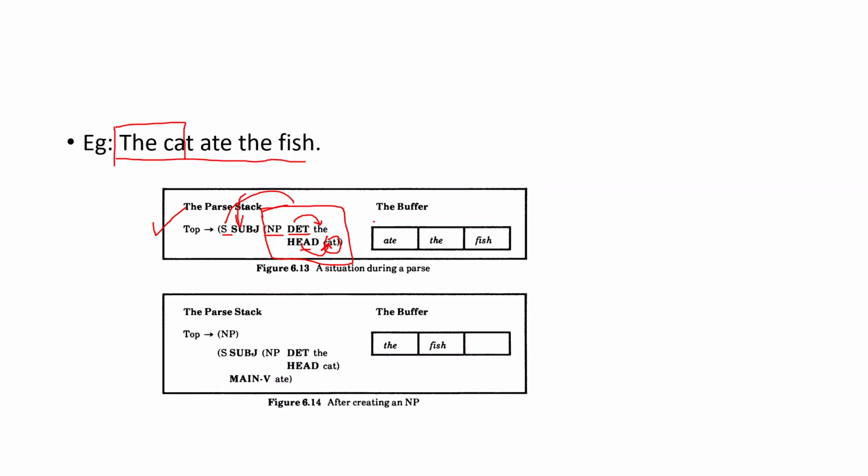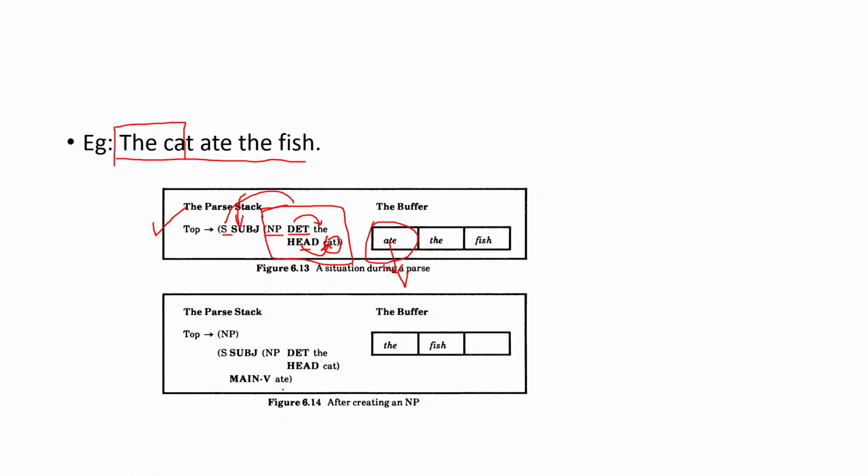Now we will look at the next input onto the stack. We are just looking at what operations are possible. How look ahead is done, we'll look at later. Okay, now given we have a verb, how do you process this verb? Based on the productions we have, we know this "ate" is a verb, right?